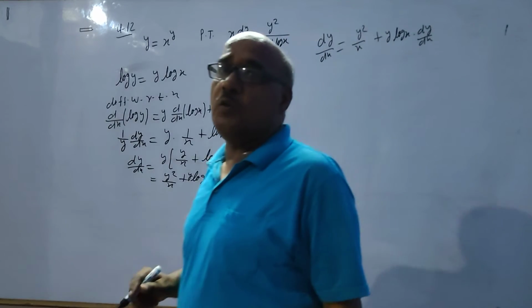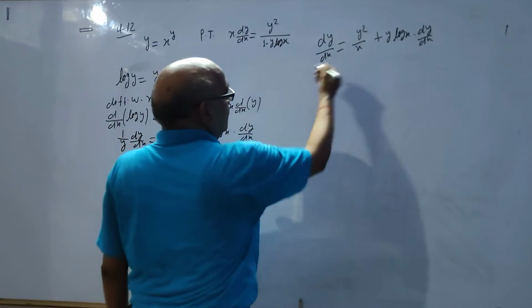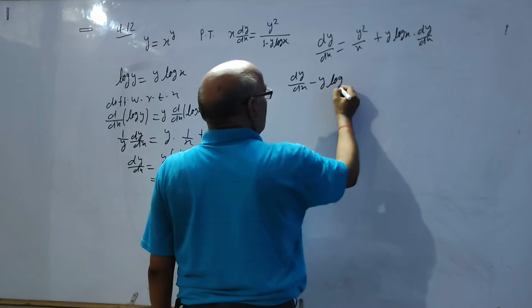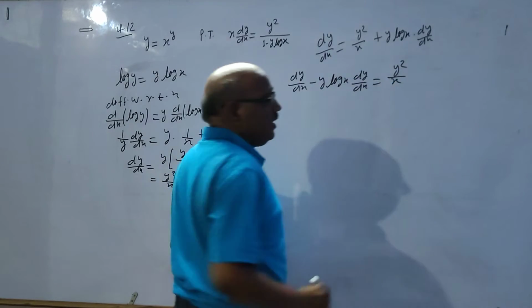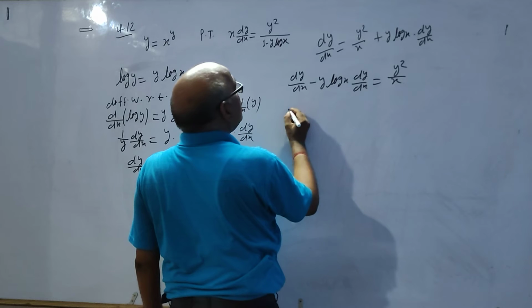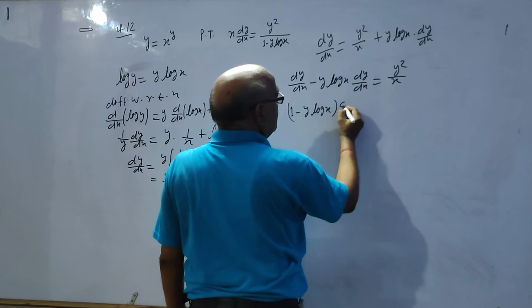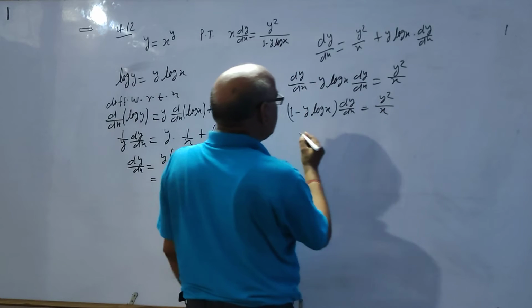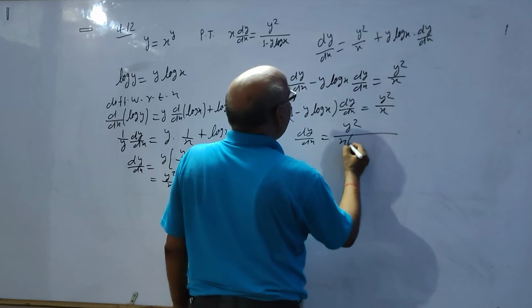Now you have to simplify the value of dy over dx. Collect all the terms consisting of dy over dx on the left side. So it is dy over dx minus y times log x into dy over dx is equal to y square upon x. Now dy over dx is common, so you get 1 minus y times log x times dy over dx is equal to y square upon x, and therefore dy over dx is equal to y square upon x into 1 minus y log x.